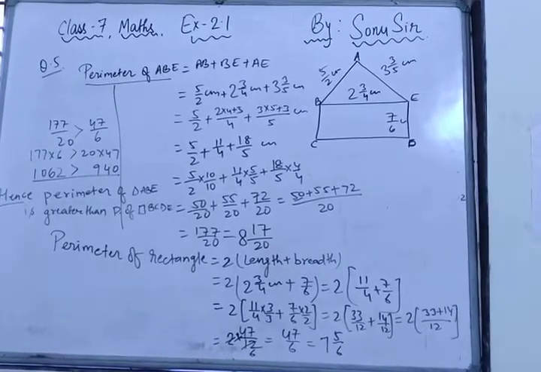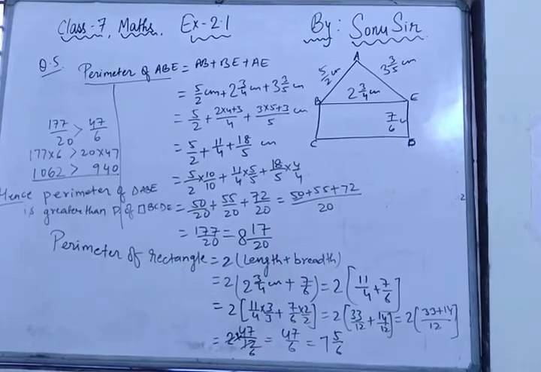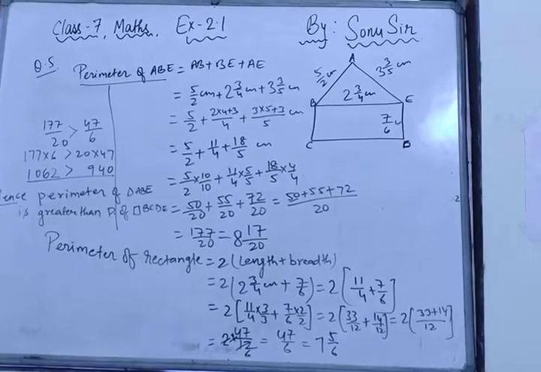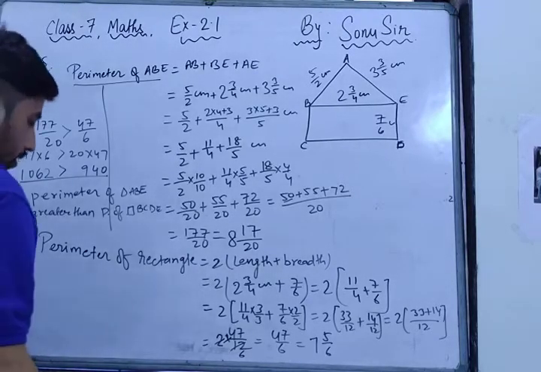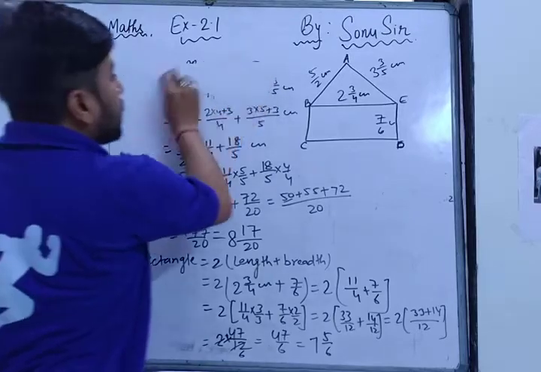It's written, hence the perimeter of triangle ABE and the perimeter of rectangle BCDE. So which one is greater? The greater one is the triangle. Okay, so now can we start the next question, question number 6? Yes, we are moving towards question number 6.